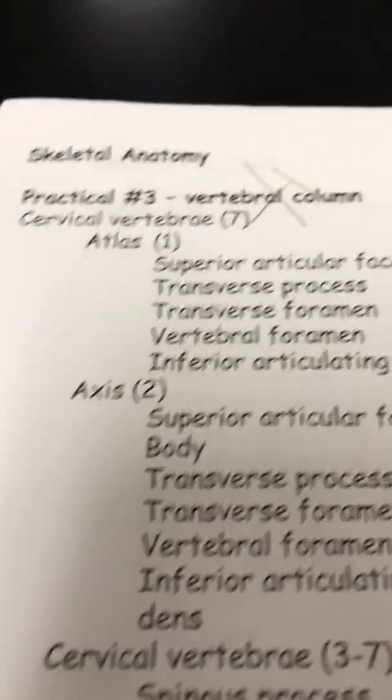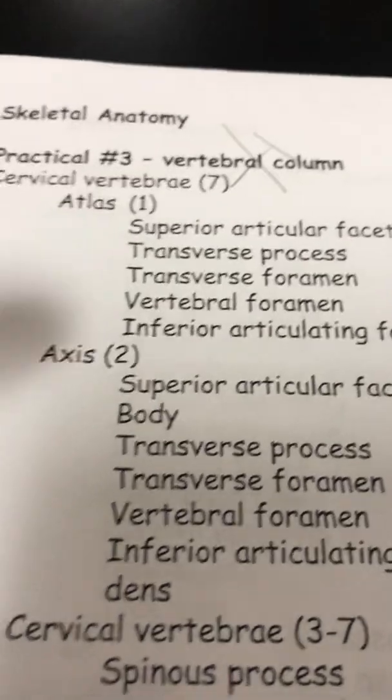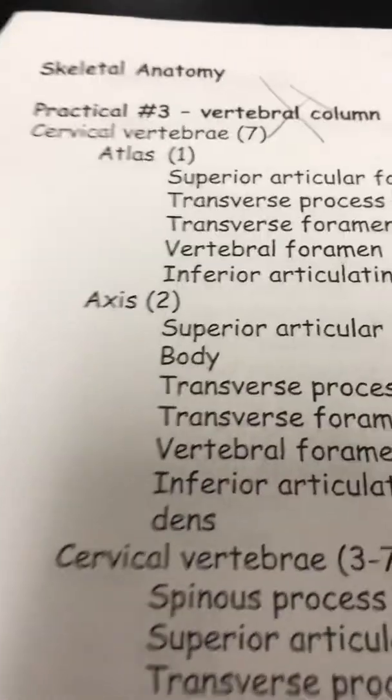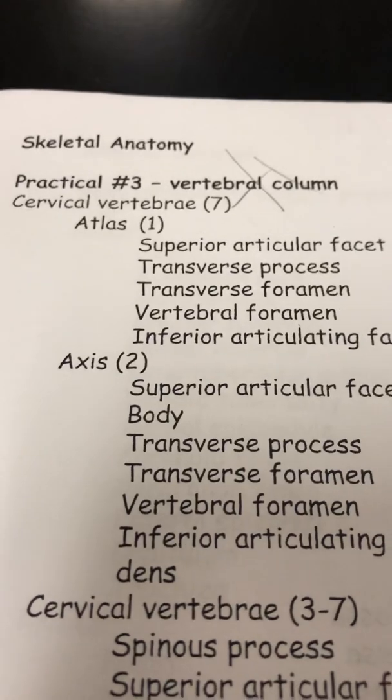Okay guys, this is the practical number 3, vertebral column. It looks really intimidating, but as you go through these, you'll see there's kind of repeats. It's just different types of vertebra. So let's get started with the cervical vertebra. You'll notice there's a 7 here, and that means there's 7 cervical vertebrae.